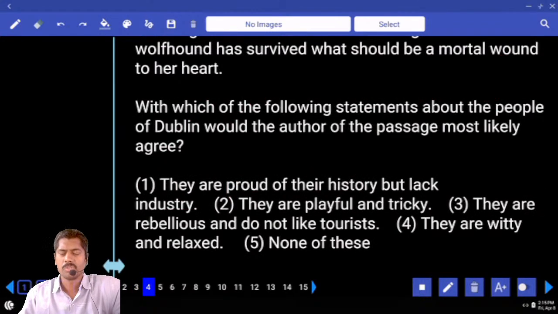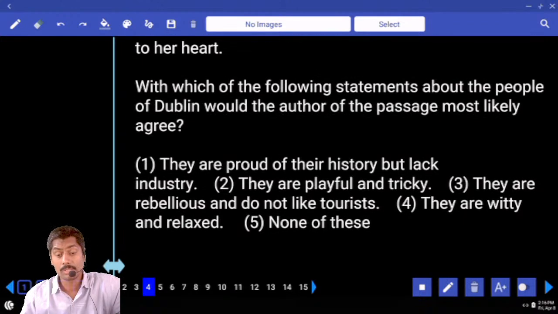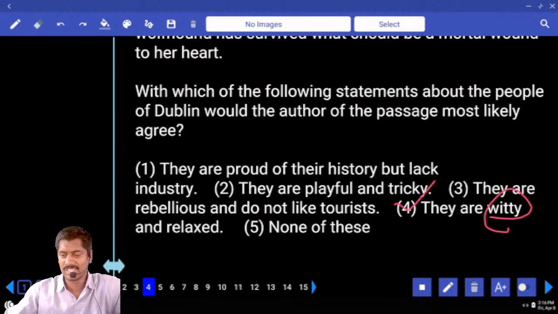Which of the following statements would the author of the passage most likely agree with about the people of Dublin? People of Dublin, how are they? They are proud of their history but lack industry. They are playful, tricky people. They are rebellious, do not like tourists. They are witty, relaxed. This is mentioned, they are intelligent. Fourth option.